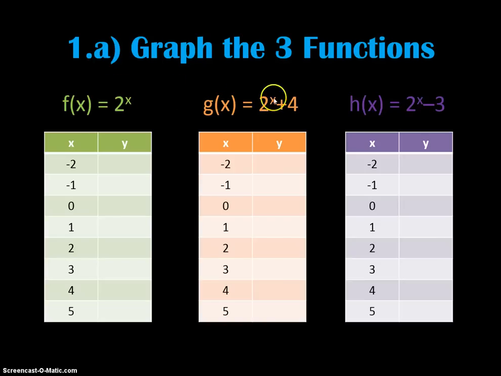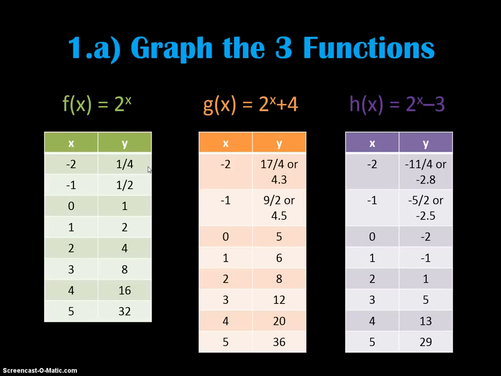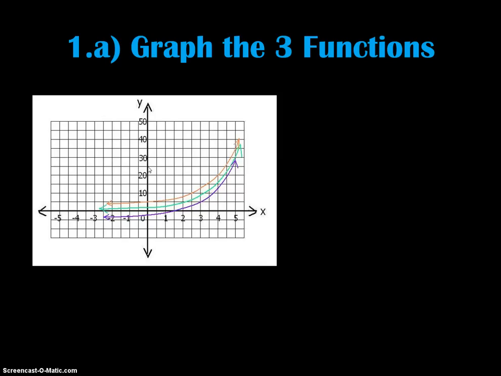g(x) has the same base function, except we're going to add a c value. And then h(x) is the same base function again, except we're going to subtract a c value. So we fill in each of the table of values in order to graph, and we do that by subbing in the x values into your exponent, and then whatever this equals becomes your y value. So I figured out all the y values already, and then I've even graphed them for you.